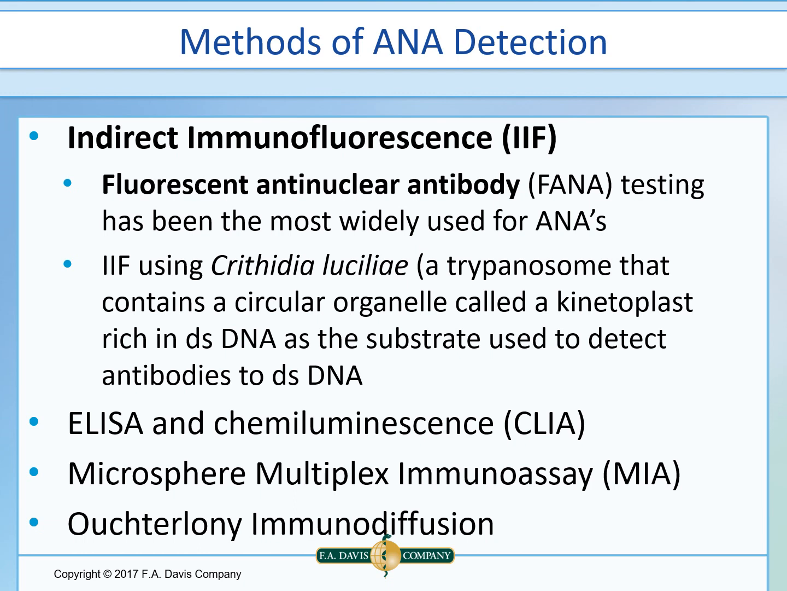A variety of methods have been developed to detect ANAs in patient serum. These methods include indirect immunofluorescence, or IIF, immunoperoxidase staining, enzyme-linked immunosorbent assay, or ELISA, which we've discussed previously, microsphere multiplex immunoassays, or MIA, radioimmunoassays, immunodiffusion, immunoblotting, also known as Western blot, dot blot, immunoelectrophoresis, and microarray methods. Fluorescent anti-nuclear antibody methodology has been the most widely used for anti-nuclear antibody testing.